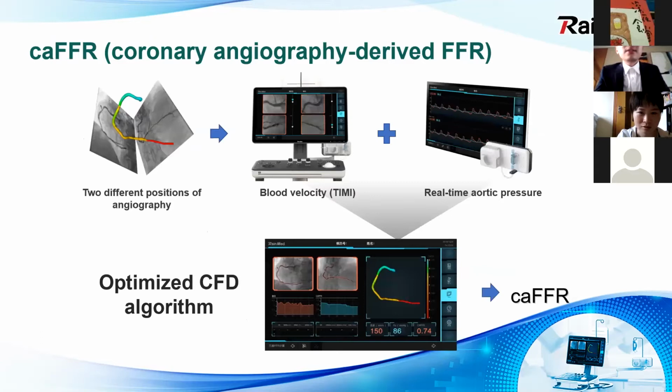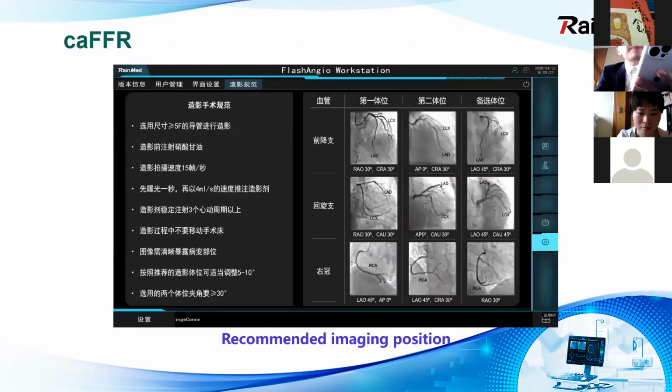This is the method by which we get the caFFR. Firstly, we use two different positions of angiography, and then we can obtain a 3D model of the target vessel. And we can get the blood velocity by TIMI frame counting. Together with the real-time aortic pressure and the optimized CFT, we can get the caFFR value.